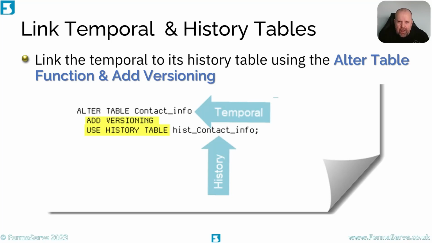Step 3. Now we have to link the temporal and the history table together. This is achieved by using the alter table function and add versioning. So we can see an SQL statement down there, alter table, nothing special about that. Contact info, which is our temporal table. We add versioning and we tell it what history file to use. So use history table, hist_contact info. And that is it. We have temporal tables now, and the database manager will take care of all the timestamps.